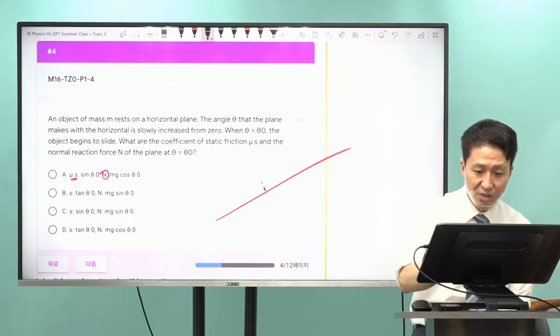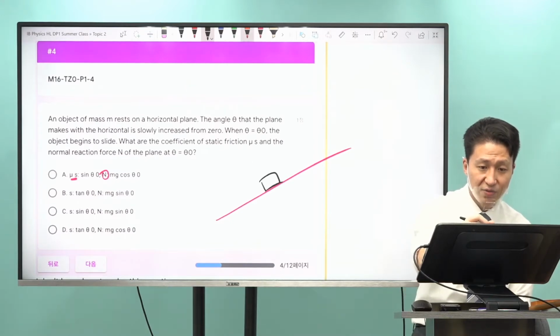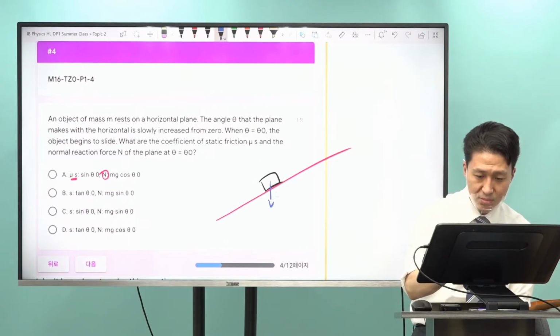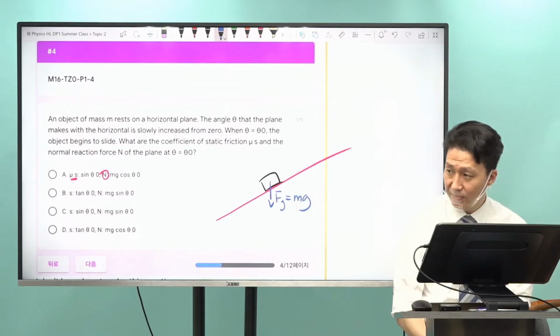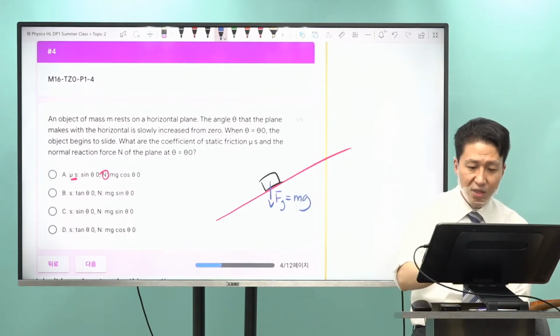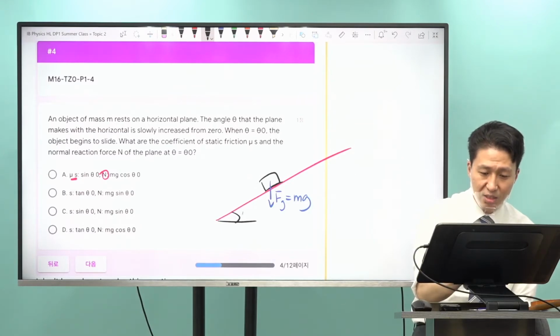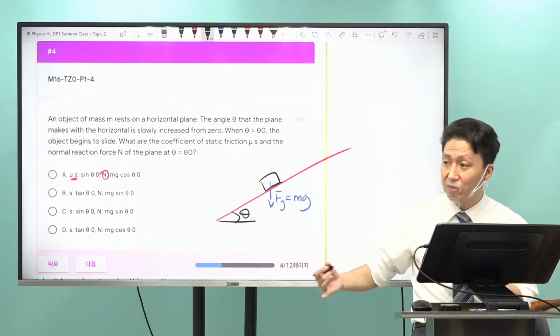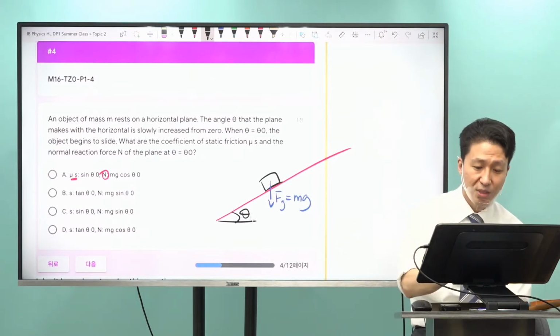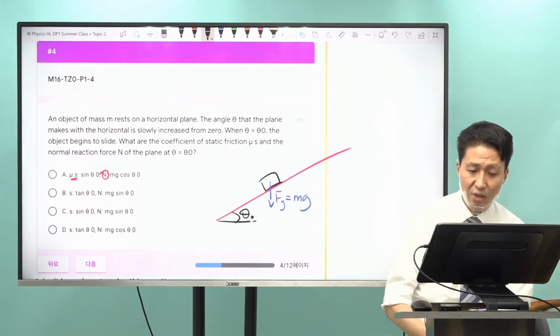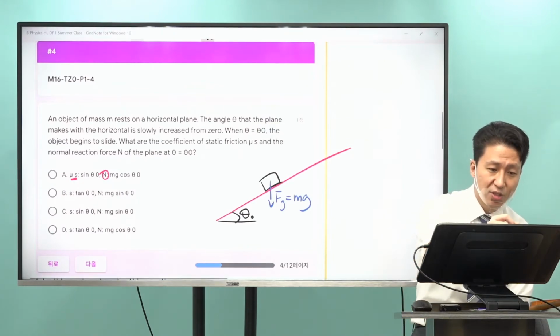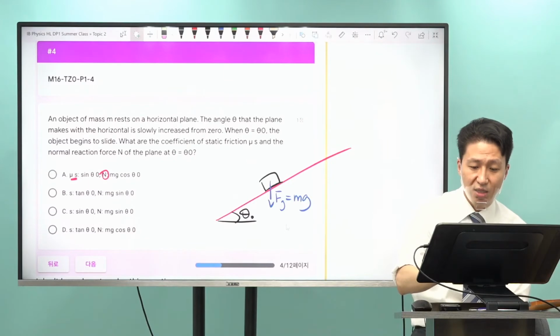you're going to have the object. You're going to have the gravitational force downwards. Gravitational force is equal to mg, right? So you have an angle, and this angle is going to be theta. Of course, we're going to use the angle where it starts to move. So we're going to make this theta 0, and now we should probably find what the normal force is and what the parallel force is.